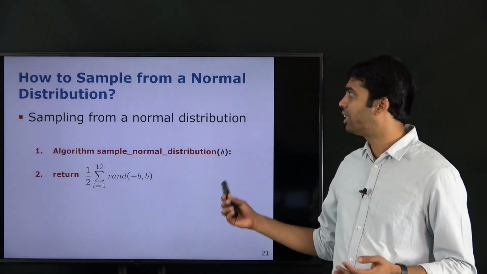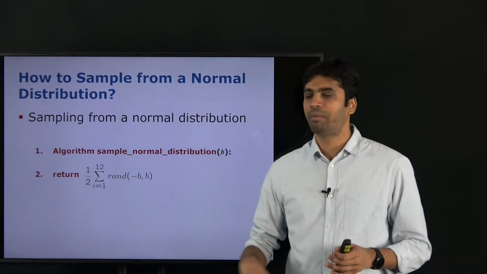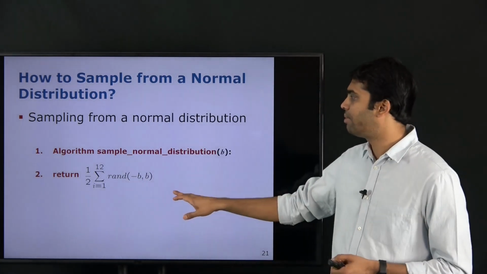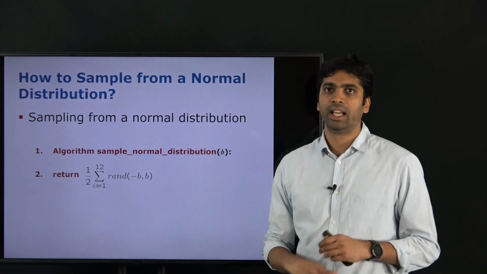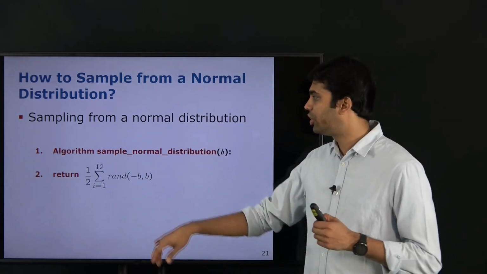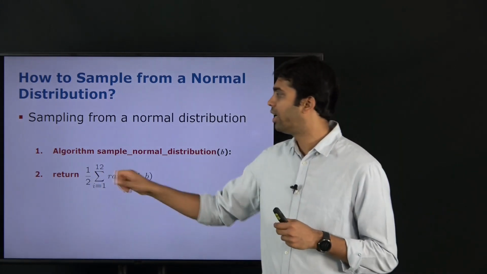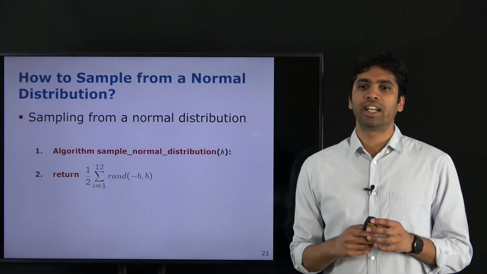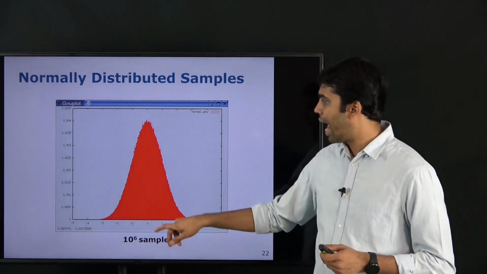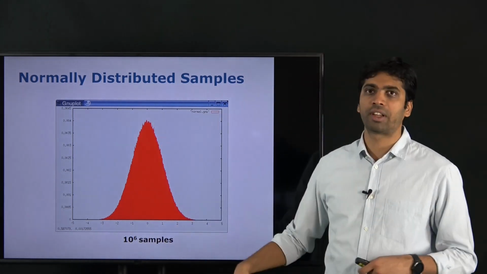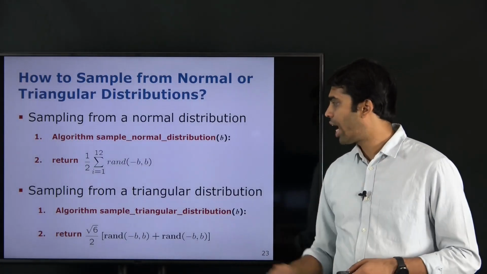The first distribution that we would like to sample from is a normal distribution, and there happens to be a very simple way to do this. If you have a standard deviation of b, the way to compute these samples is to take 12 uniformly distributed numbers, add them up and divide by 2. This gives a distribution which looks something like this. Here we take 1,000,000 samples, and as we can see, the distribution of these samples looks like a normal distribution. And we can do this for a triangular distribution as well.